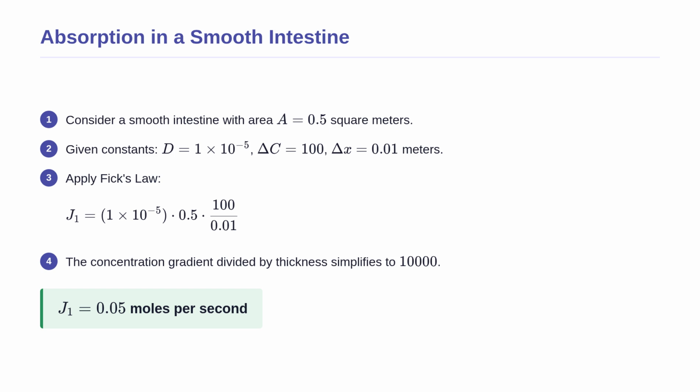By plugging in our values, we see that the concentration gradient divided by the thickness gives a driving force of 10,000. Multiplying this by the diffusion coefficient and our small area yields a final answer of 0.05 moles per second. Physically, this is a very slow rate that would likely lead to starvation for a large, active vertebrate.